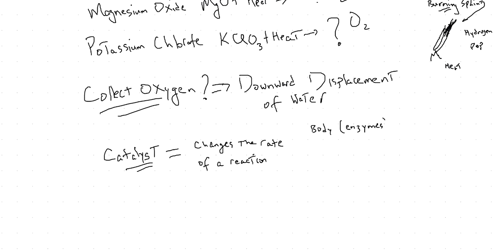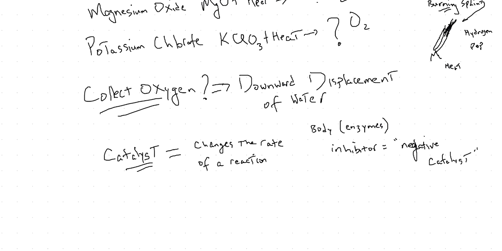You could say something that slows things down is called an inhibitor, but it's also called a negative catalyst. So it's still a catalyst, it's just negative. So you see a catalyst can be positive or negative. It just changes the rate. It can speed up a reaction or slow down a reaction without being affected.